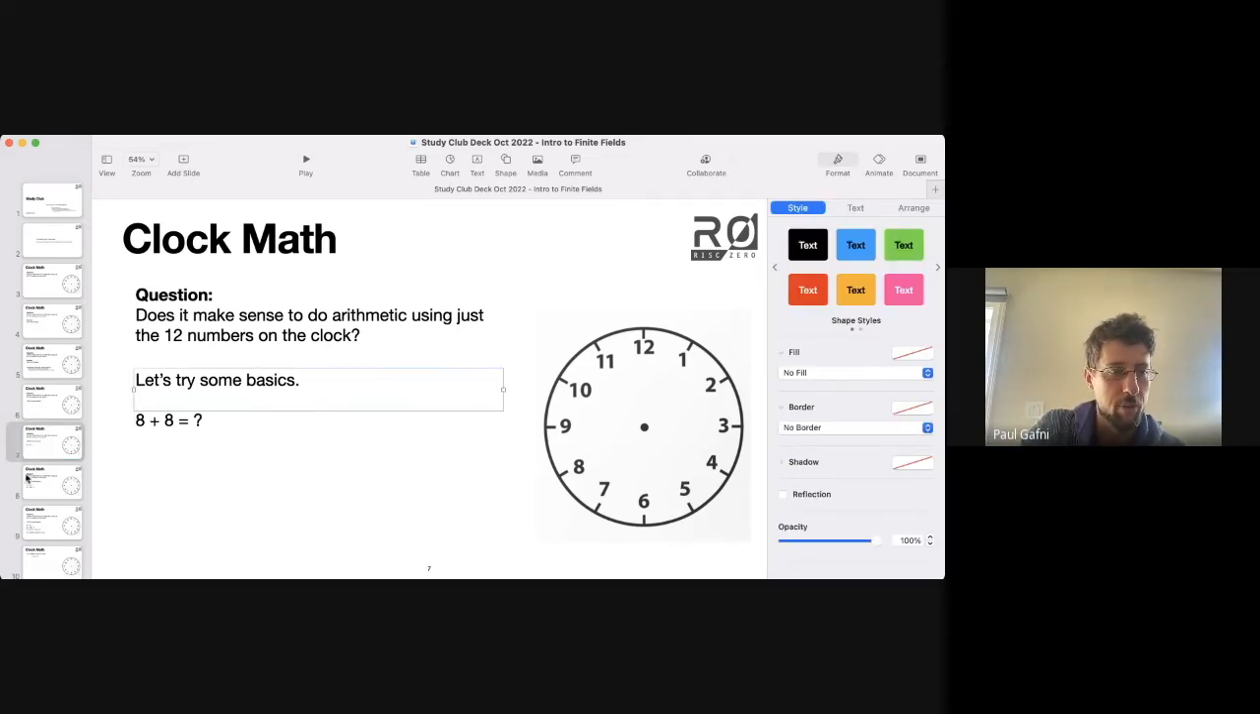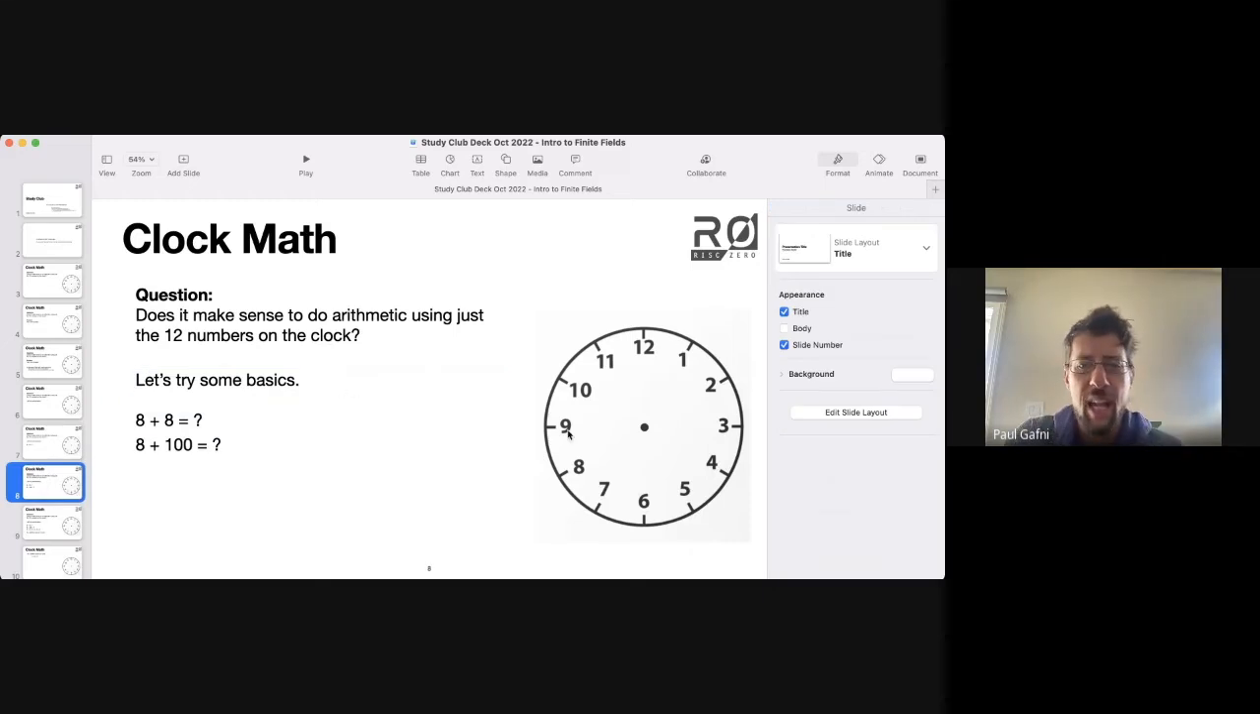Continuing forward: 8 + 100. I'm not going to bother counting all the way around, but we can make sense of it. If I went around plus 12, I'd get back to 8. If I go around another 12, I'd get back to 8. And again, another 12, back to 8. So I can break up this 8 + 100. If I count 96 around, I'm just doing a bunch of rotations, so 8 + 96 gets me back to 8, and then 97, 98, 99, 100.